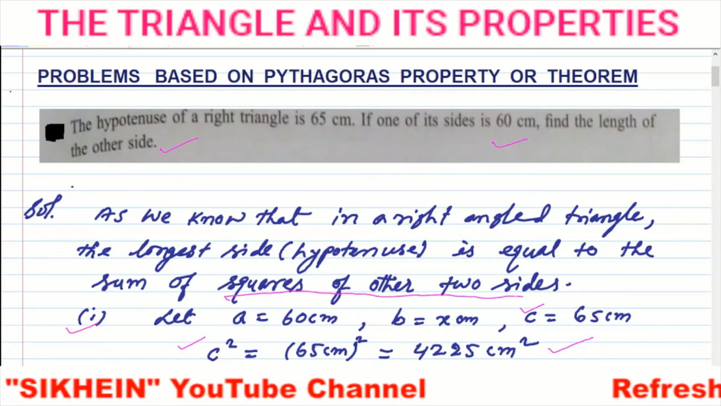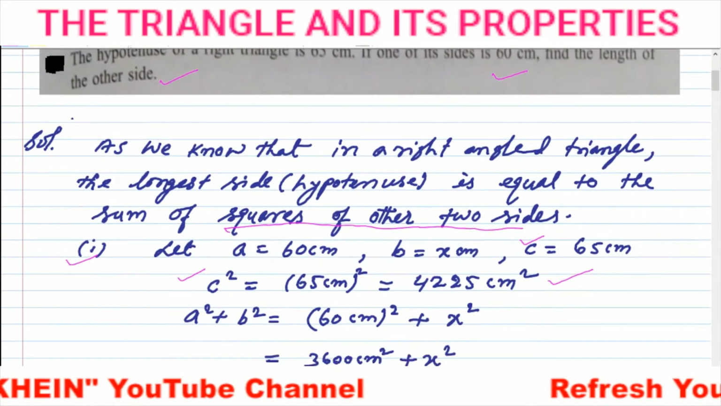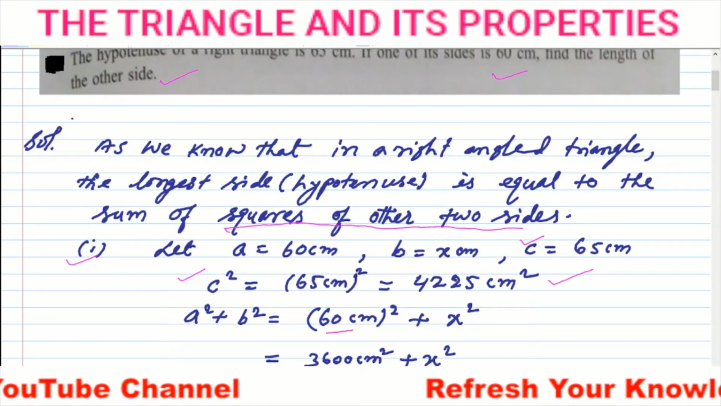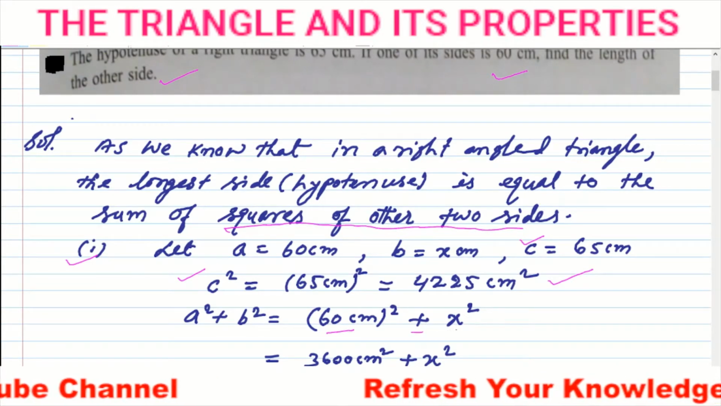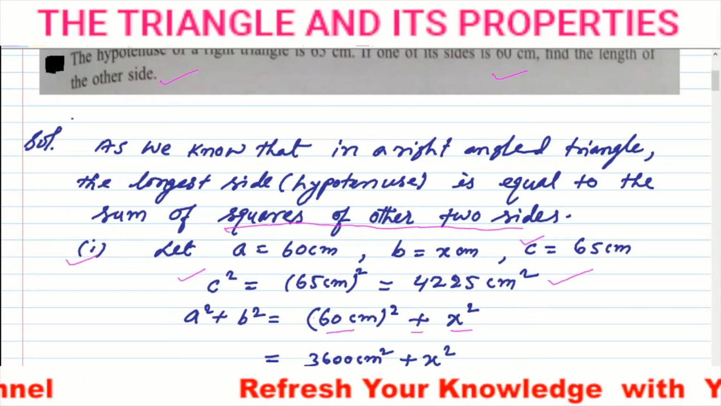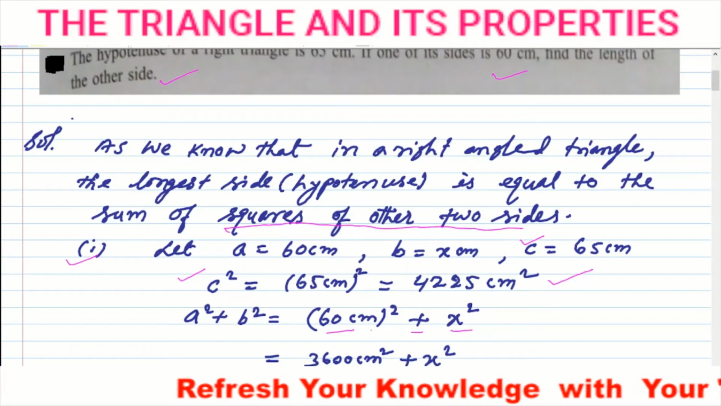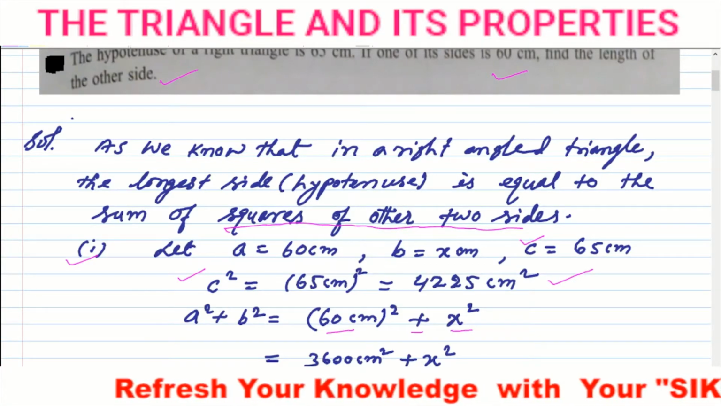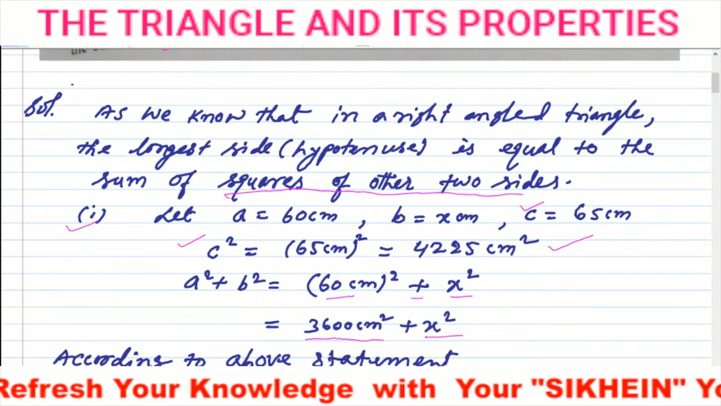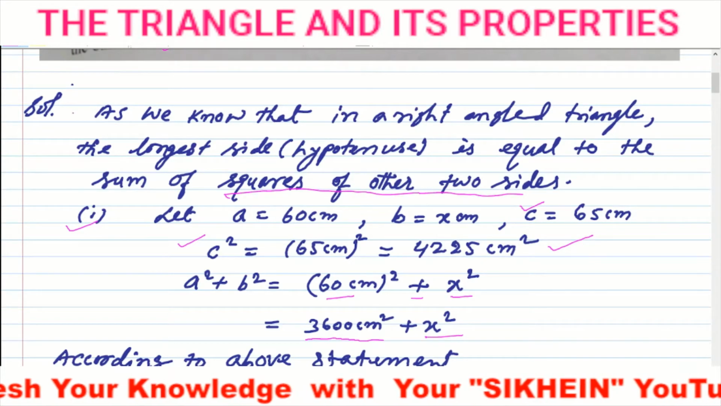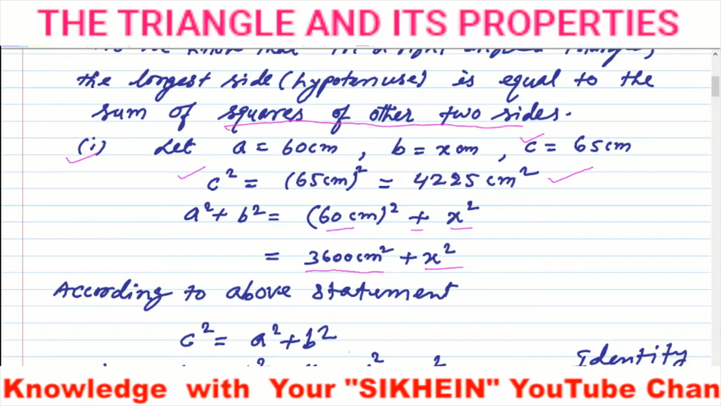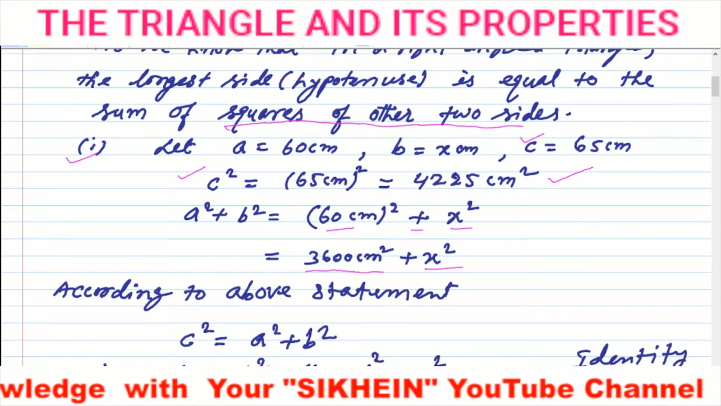Then the sum of squares of the other two sides: a square plus b square equal to, a value we have taken 60 centimeter, we write here and put the addition sign. Then b we have taken x centimeter. So 60 centimeter square equal to 3600 centimeter square plus x square, right? According to the above statement, c square equal to a square plus b square. Put the value here which we have let.